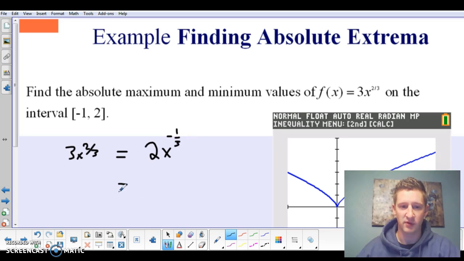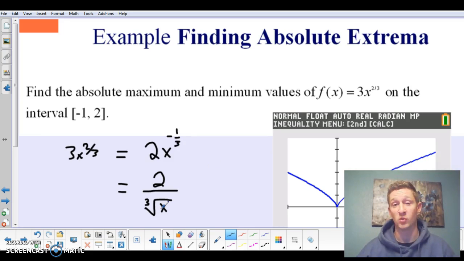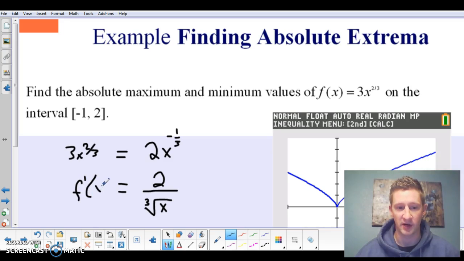Another way that you could write that expression would be 2 over the cube root of x. That makes sense. A negative exponent goes to the bottom. Raising it to the 1/3 power is the same as taking the cube root. So 2 over the cube root of x. Well, what are the zeros of this function? I label this as f prime of x.